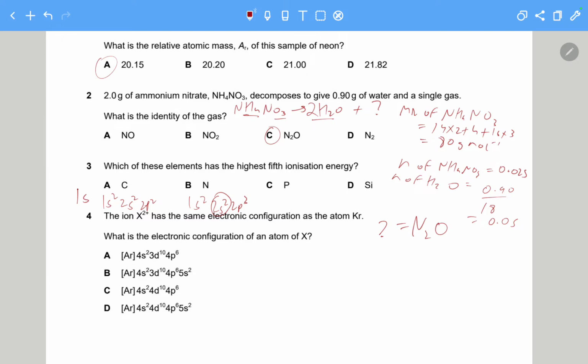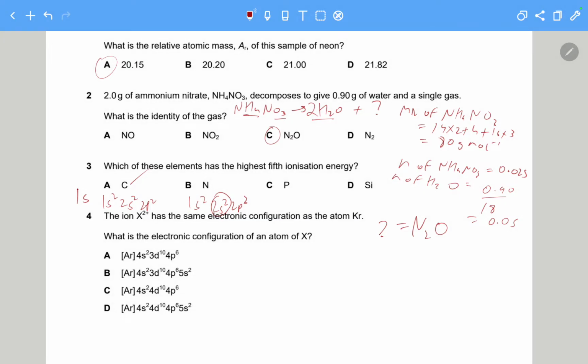And as you know, the 1s orbital is much lower in energy and much closer to the nucleus than the 2s orbital. So it's more strongly attracted to the nucleus, and therefore it will take more energy to remove the electron, and hence carbon is a viable choice.